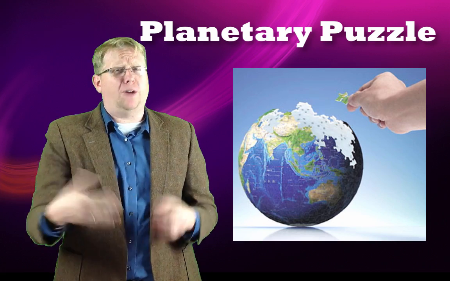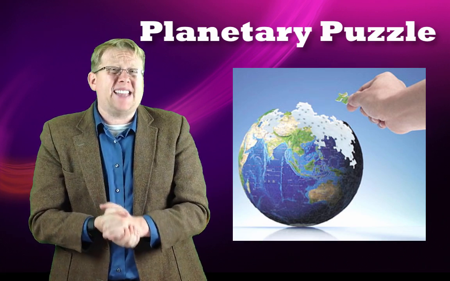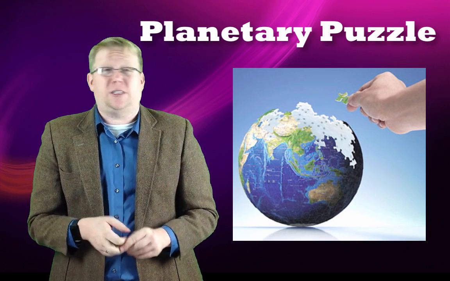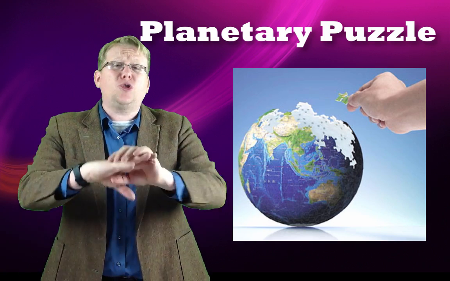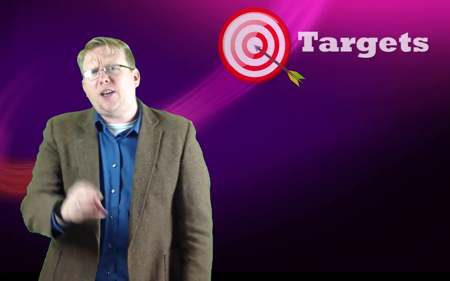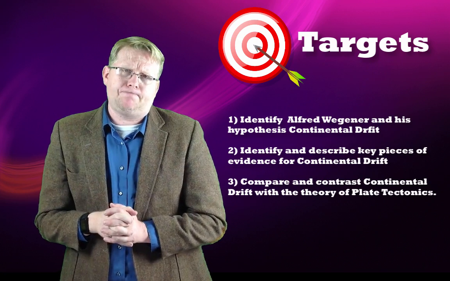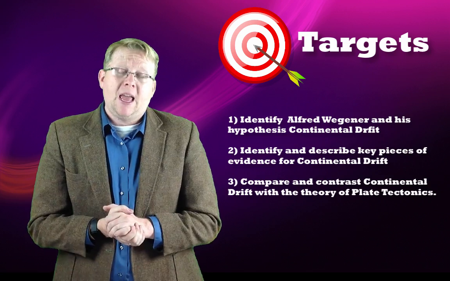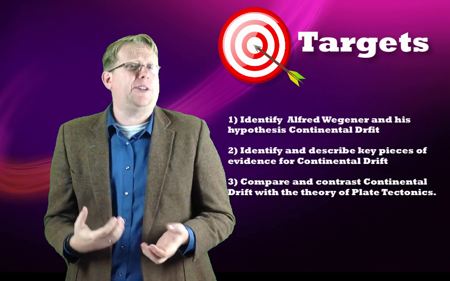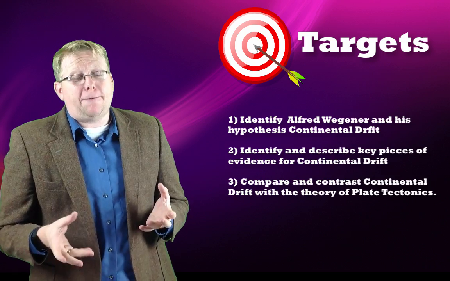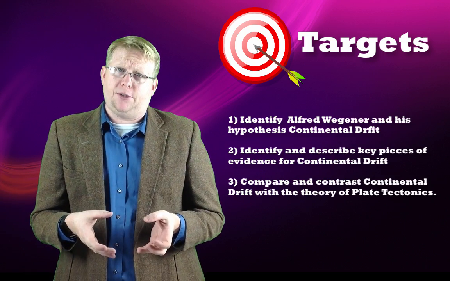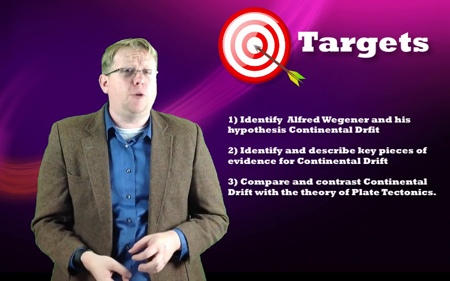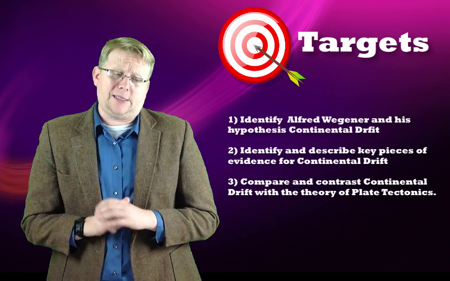In fact, it was how one person was able to put the pieces together that has actually created almost the entire field of geology and made us be able to understand volcanoes and earthquakes and all sorts of different factors. In this video, we're going to be doing three very specific things. The first thing we're going to do is describe this gentleman named Alfred Wegener and his hypothesis that he called Continental Drift. Then we're going to identify key pieces of evidence for continental drift. And finally, we're going to compare and contrast continental drift with the modern idea of plate tectonics.